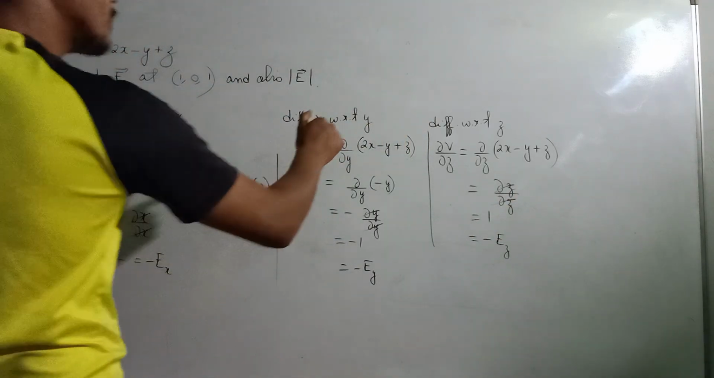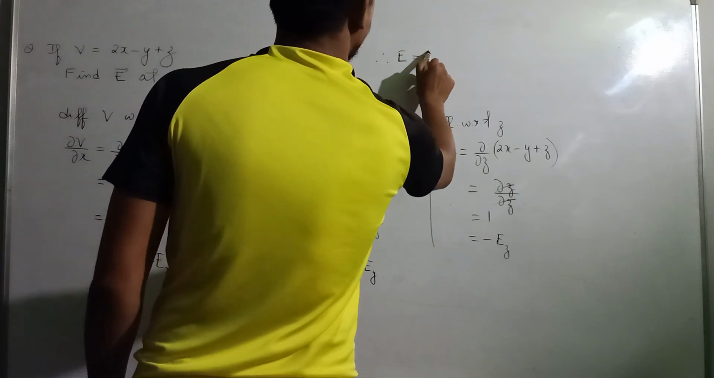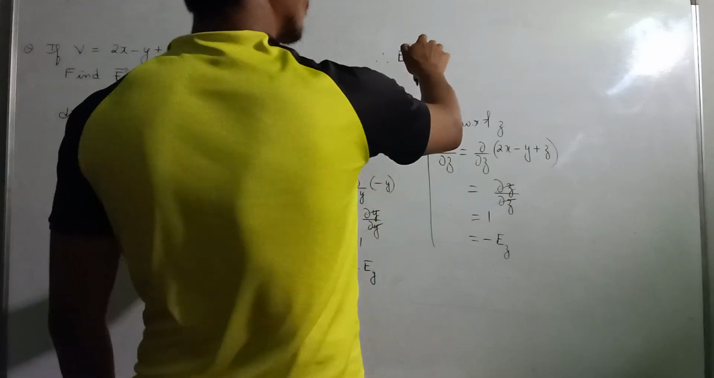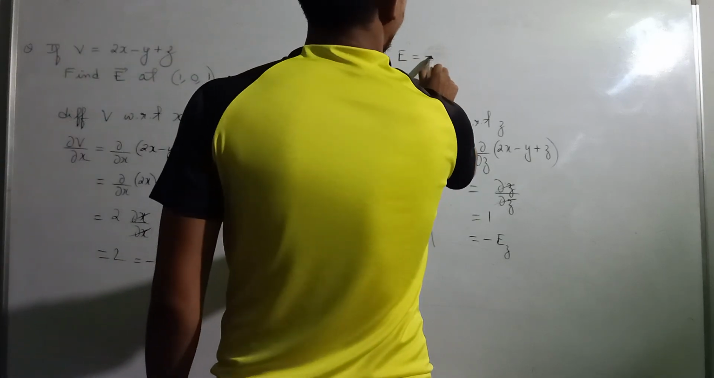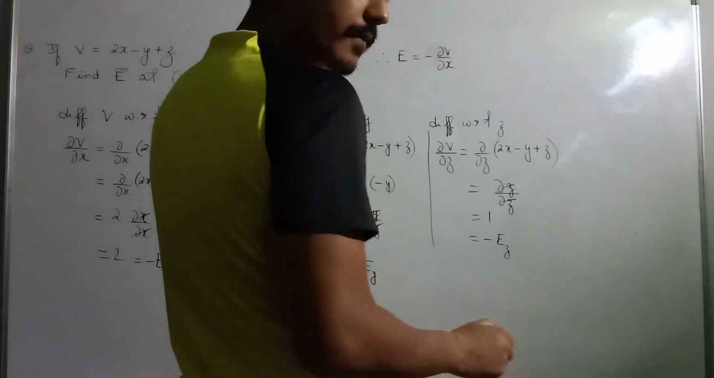So your electric field E, therefore your electric field E will be what? What was the resultant? Minus del V by del x. What was that?